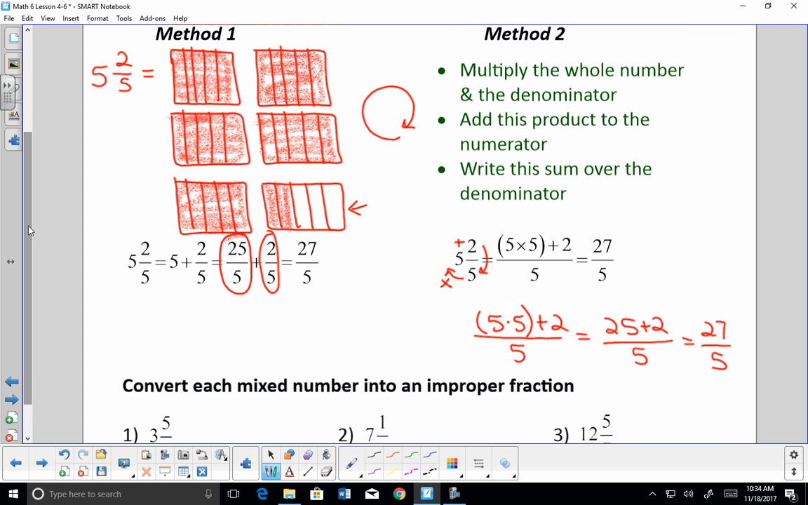I have 5 groups of 5/5, because each box represents 5/5, or 1. So I have 1 group, 2 groups, 3 groups, 4 groups, 5 groups of 5/5, and then a 2/5 on top of it.